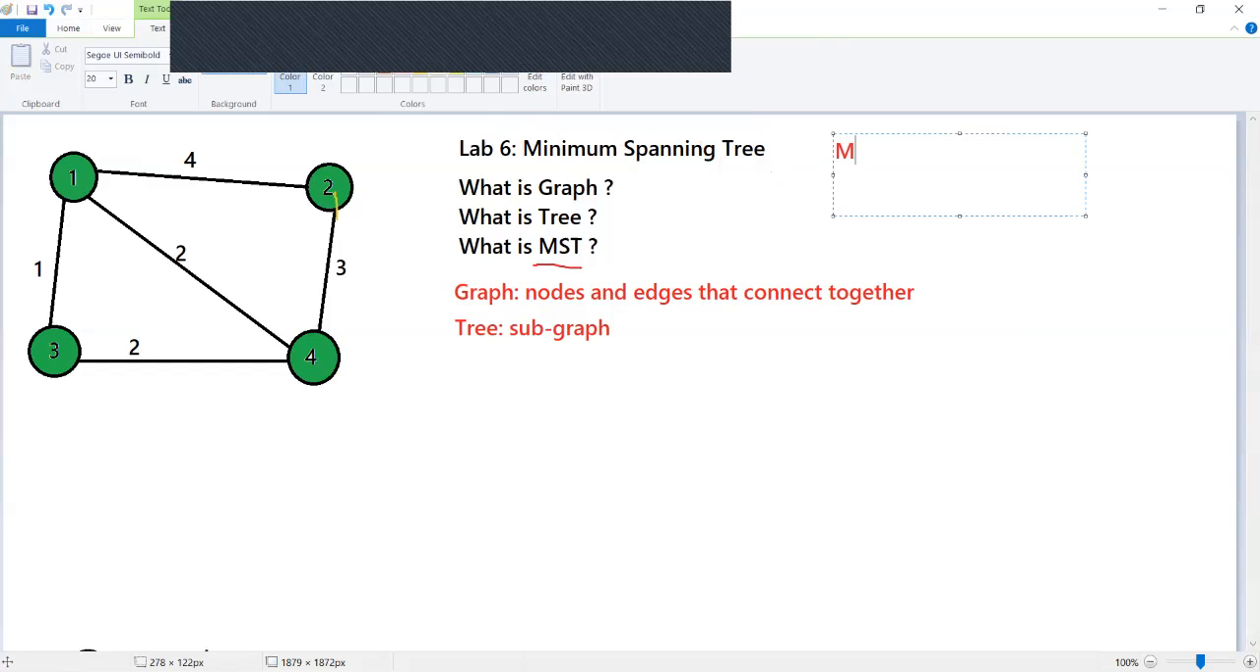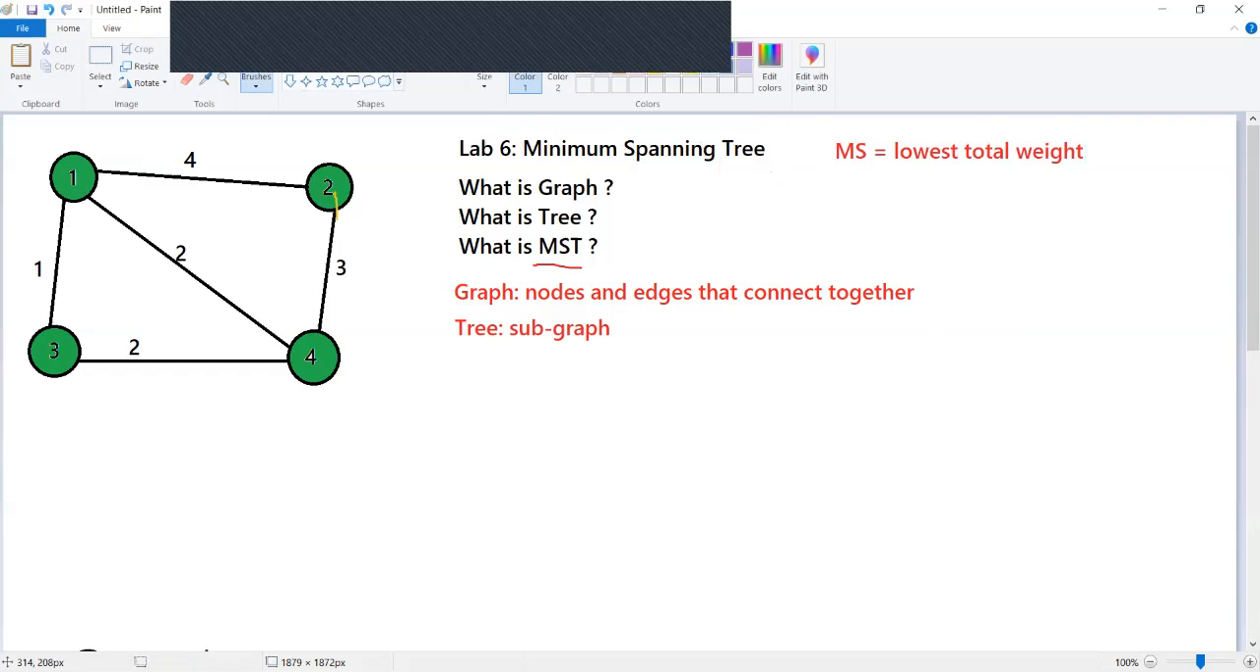So minimum, or maybe MS, minimum spending, means the lowest total weight. And what's the weight? Weight is actually the cost that you move from one city to another city. That's called weight, or the distance, or anything you prefer to call it. But I would say weight. I prefer to say weight. So you find the tree that, when you add up all the distance, you have the smallest total distance.